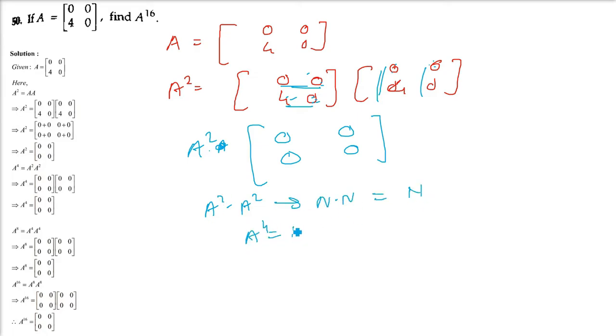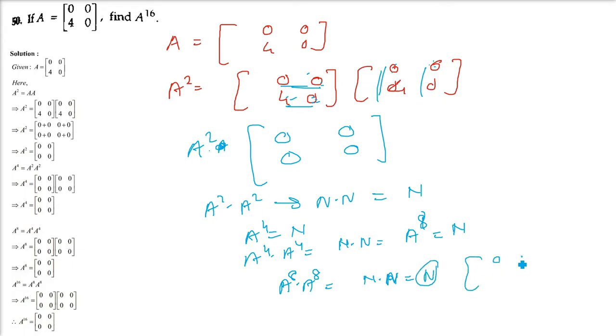A4 is null matrix. When you take A4 and multiply it with A4, because both are null matrix, what do you get? A to the power 8, that is null matrix. When you multiply A to the power 8 and A to the power 8, the powers get added, that is null matrix into null matrix. What do you get? A to the power 16 is going to be 0.